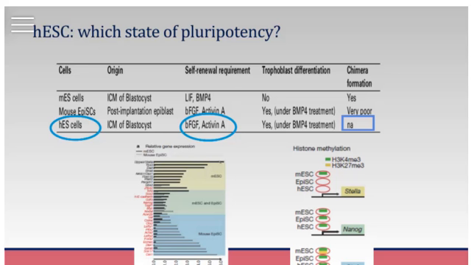Also they did a lot of gene expression analysis and other molecular analysis, and they actually showed that the human embryonic stem cells are primed. Primed means that they are already a little bit differentiated, so they have a propensity to already start the differentiation process. The naive ones are very homogeneous, they don't differentiate yet.